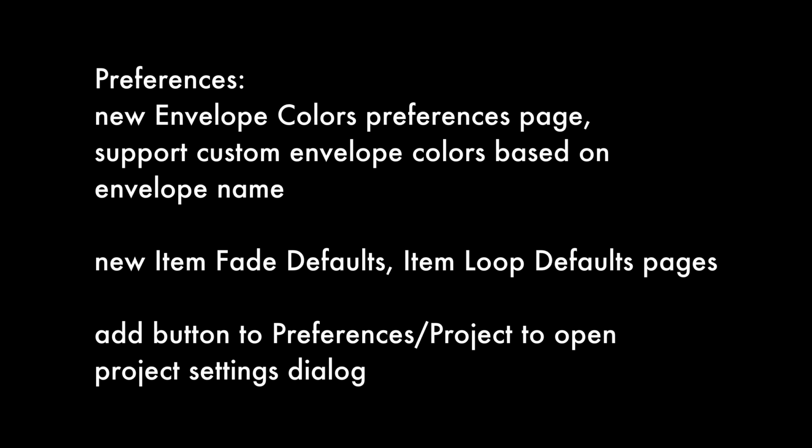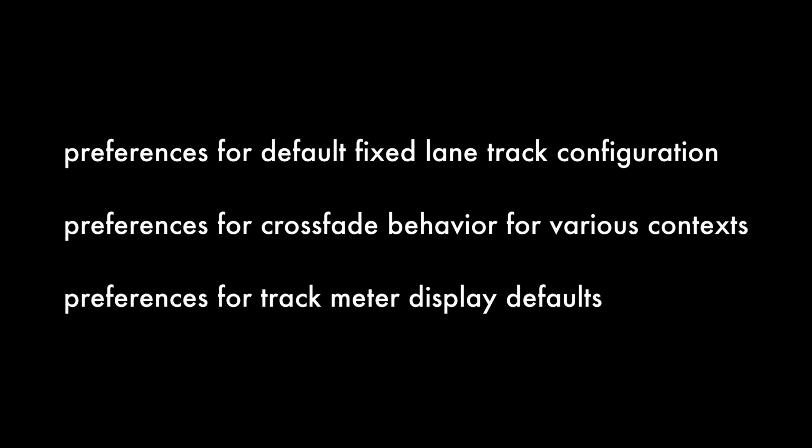Preferences. Add new envelope colors preference page. Support custom envelope colors based on envelope name. Add new item fade defaults, item loop defaults preferences pages. Add button to preferences/project to open project settings dialog. Add preference for default fixed lane track configuration. Add preferences for crossfade behavior for various contexts. Add preferences for track meter display defaults.